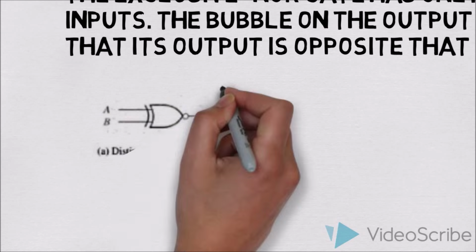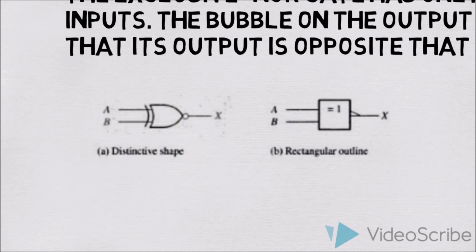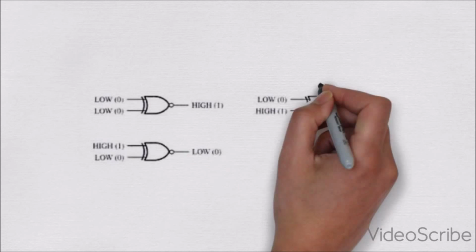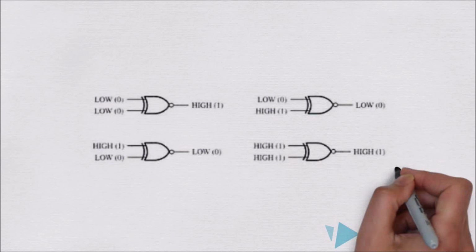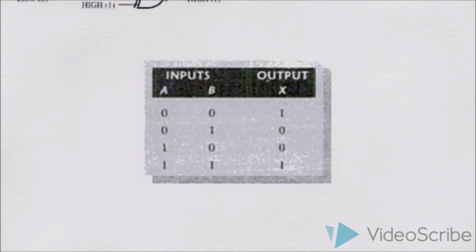For an XNOR gate, output X is low if input A is low and input B is high, or if A is high and B is low. X is high if A and B are both high or both low. And here we have the truth table for the exclusive NOR gate.